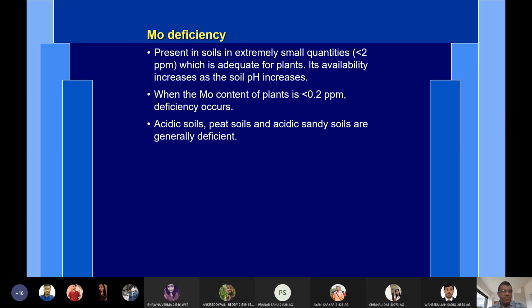So definitely this molybdenum is present in extremely small quantities. The levels may be less than 2 ppm, which is adequate for plants. Its availability increases as the soil pH increases. So it is available more under alkaline pH, and its availability is less under acidic soil pH. When the molybdenum content of plant is less than 0.2 ppm, deficiency occurs. So in general, across plants, the critical level of molybdenum is less than 0.2 ppm. Acidic soils, peat soils, and acidic sandy soils are generally deficient.